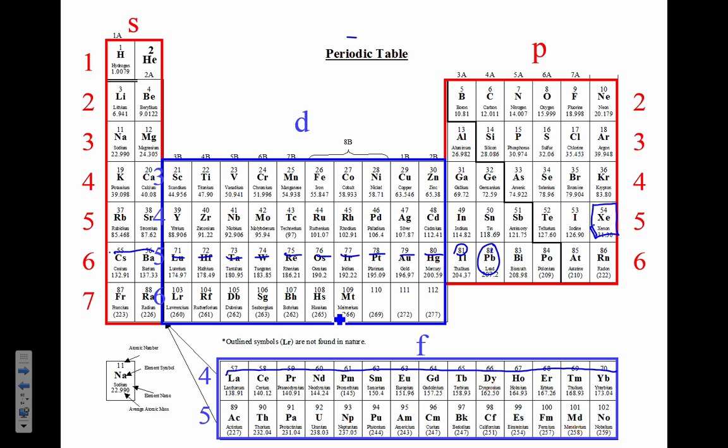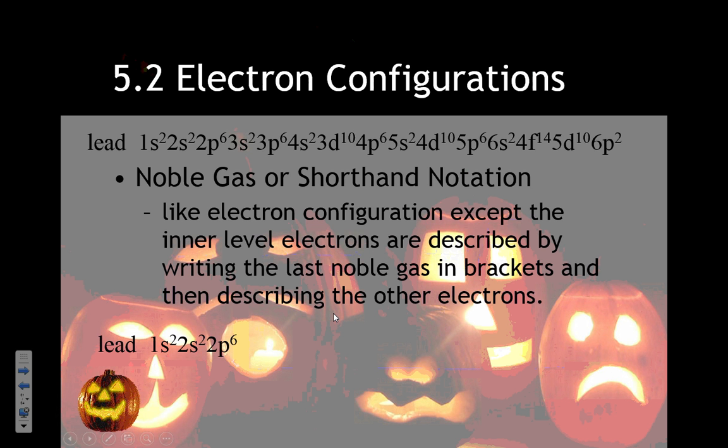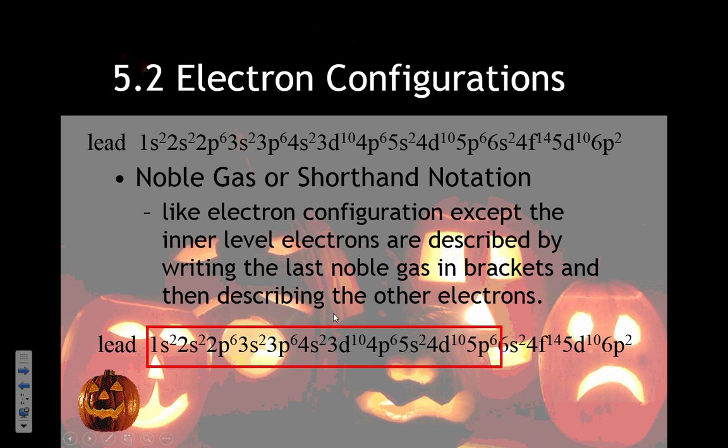Now, instead of counting back, it's easier just to go up one and all the way over, and you're always going to be at your last noble gas. And you're guaranteed to be talking about inner level electrons when you go to your last noble gas. So what we're going to do in noble gas configuration is we're going to skip all of the electrons that are in xenon, because that was our last noble gas, which would end in 5p6. And we're just going to describe the electrons after.